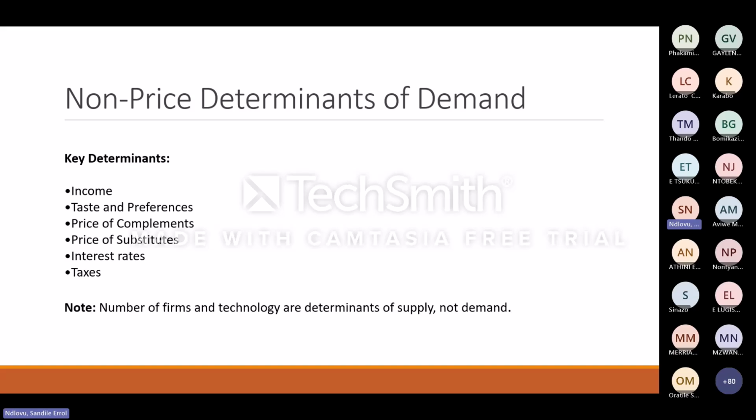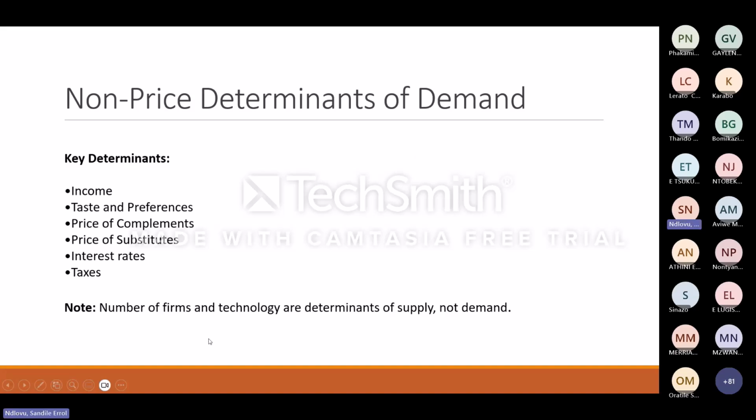And then taxes. The higher the taxes, whether it be corporate taxes or value added tax, that means less money for the consumer, and less money means less demand. So tax is another determinant of demand. So these factors listed above speak about the determinants of demand.